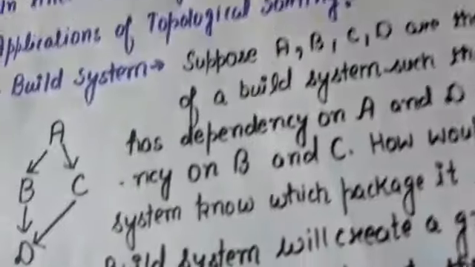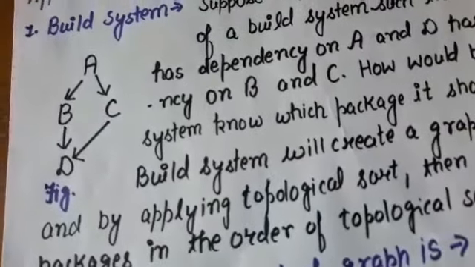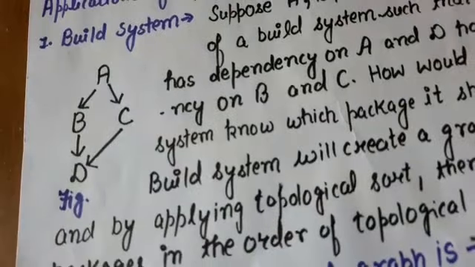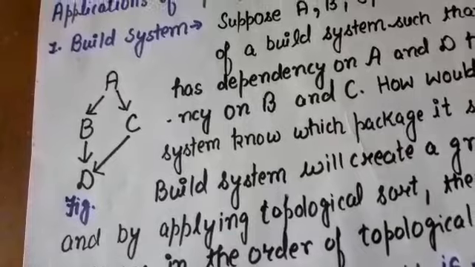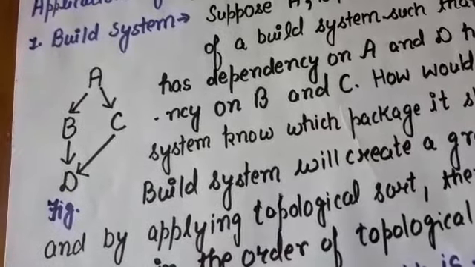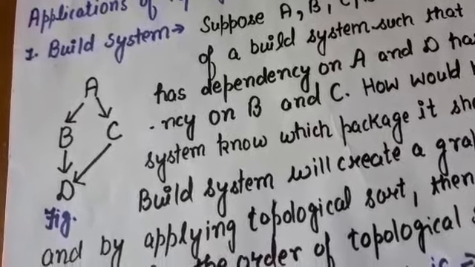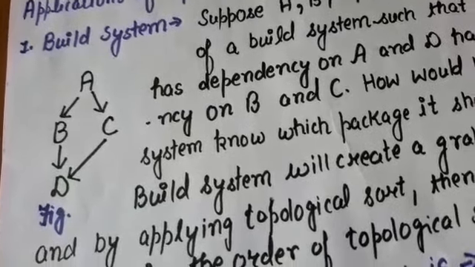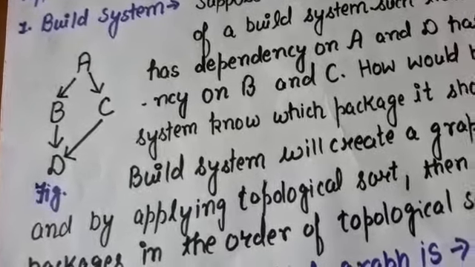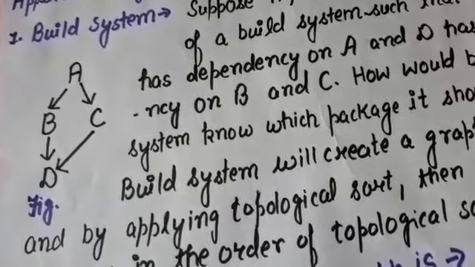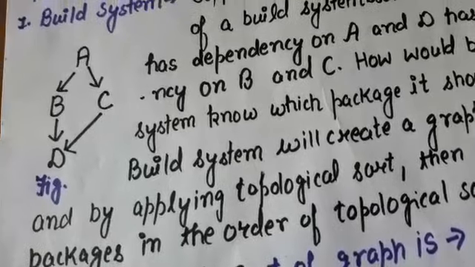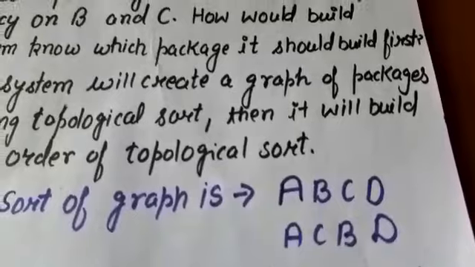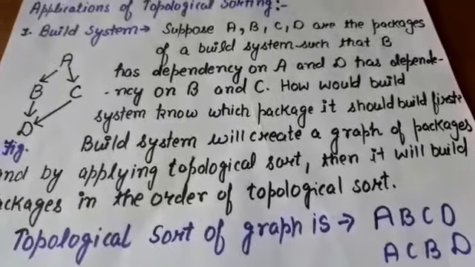So let's see an example. See, here I have taken a graph where I have four vertices A, B, C and D. Now you can see here that we have four directed edges, that is AB, AC, BD and CD. Now I will show you the topological sorting of this graph. Means how can I sort this graph topologically, right? So see, the first topological sort for this graph is ABCD.